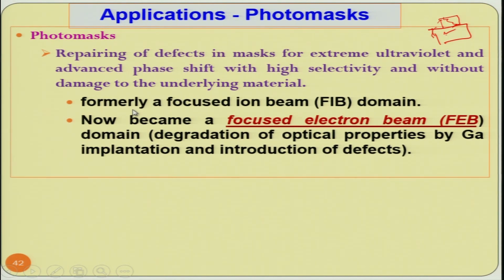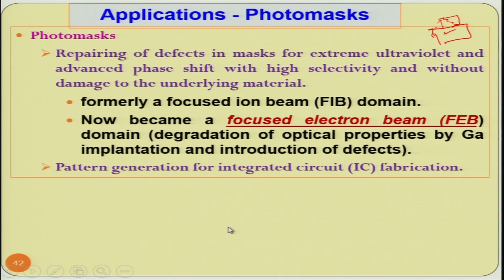So that is what is written here, that formerly a focused ion beam domain was there for correction, but now you can use electron beam micromachining also. Now it has become a focused electron beam domain. They have tried to give a new name rather than electron beam micromachining, they have given focused electron beam micromachining. So degradation of optical properties by gallium implantation and introduction of defects also can be avoided with the help of this particular process. Pattern generation for integrated circuit fabrication.